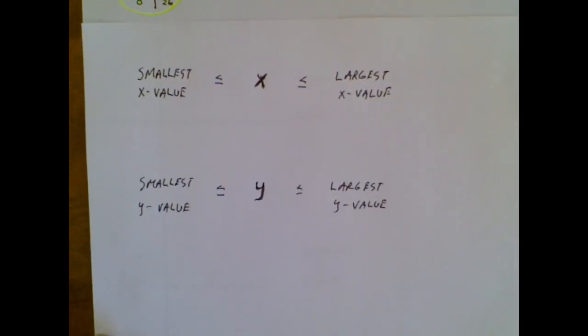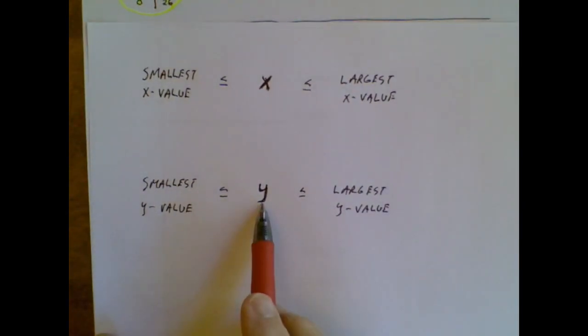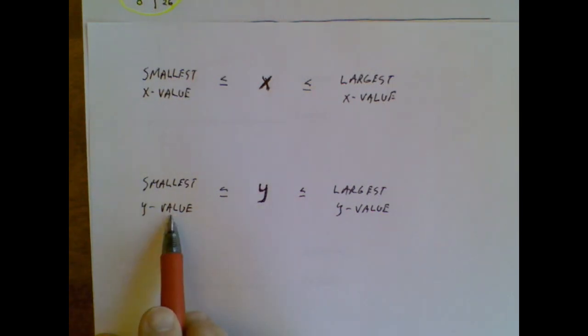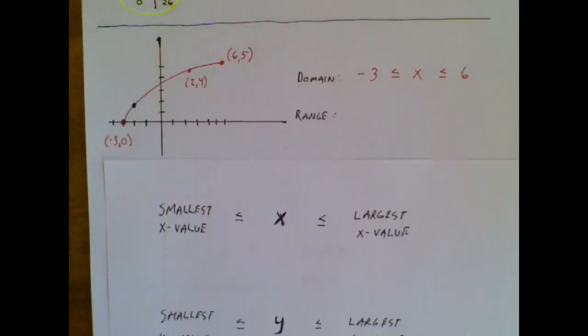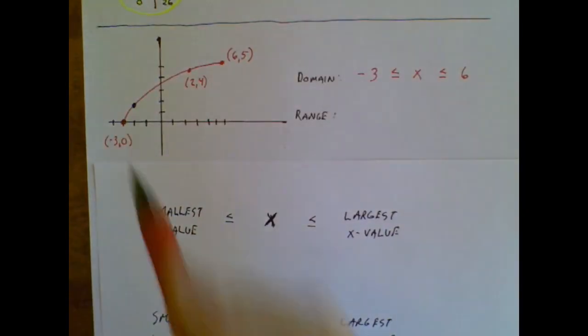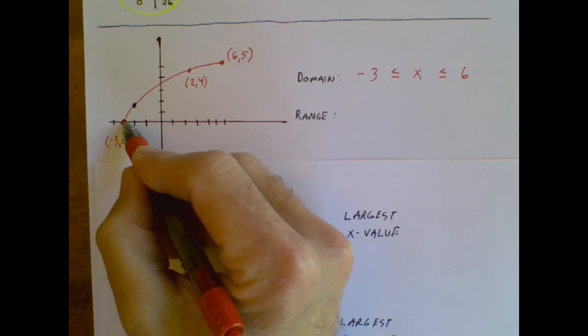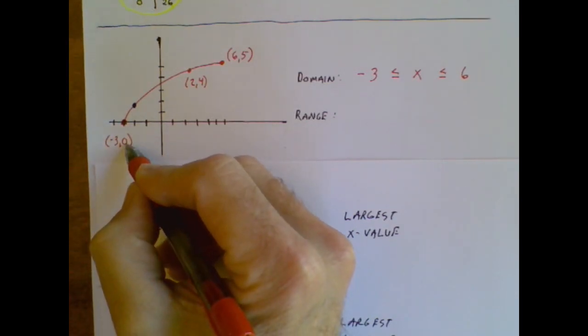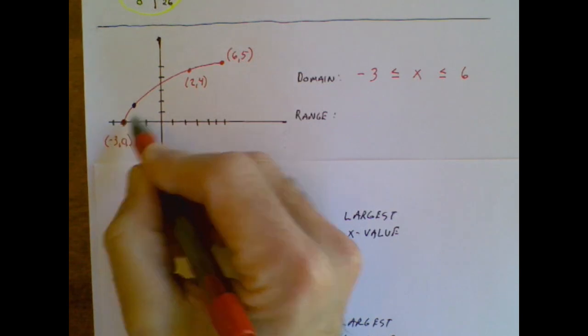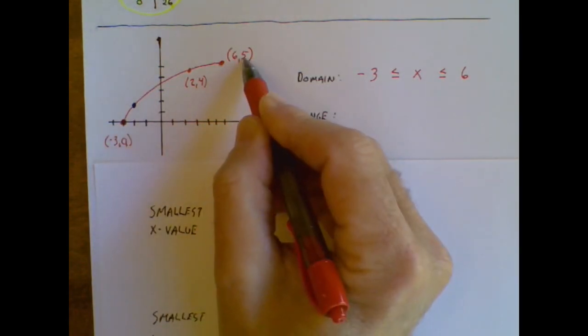So the range, which is the y values, I want to put the y in the center and say what's the smallest possible y value on my graph and what's the largest possible y value on my graph. So in a case like I'm looking at here, my smallest y value is 0. That's my lowest altitude I get. And when I'm all done, I got to a height or a y value of 5.